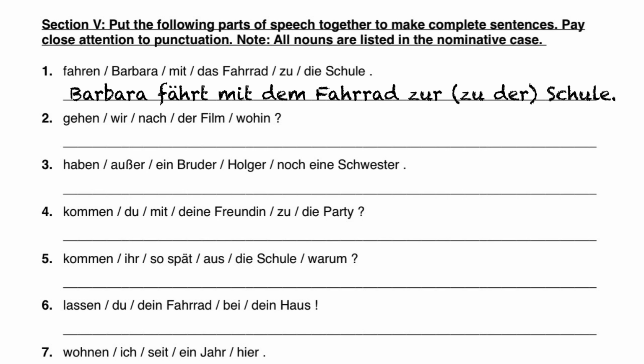And then our prepositional phrase, nach dem Film. Wohin gehen wir nach dem Film? Where are we going after the film?